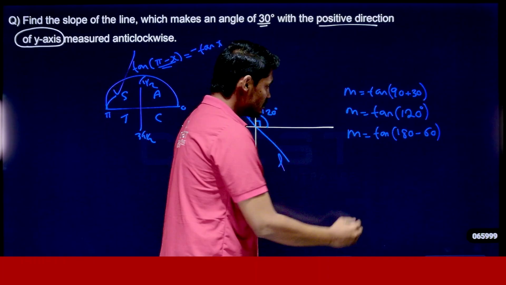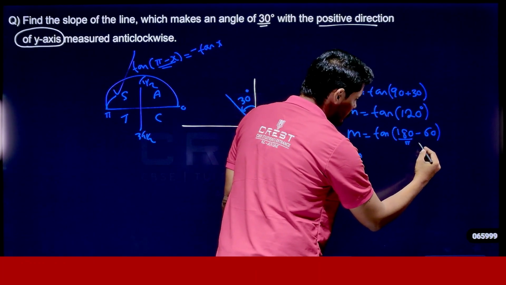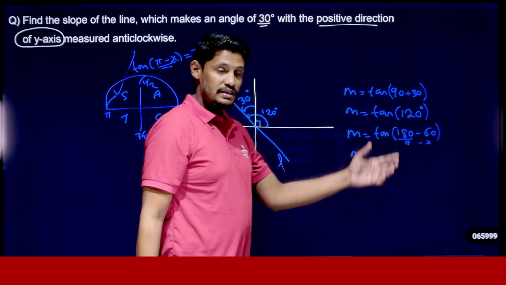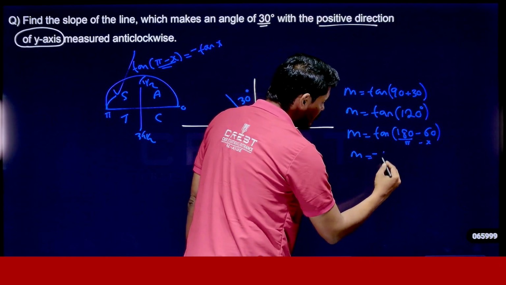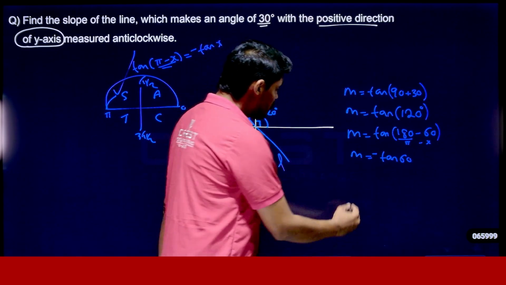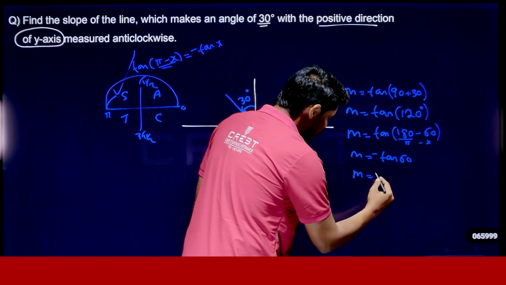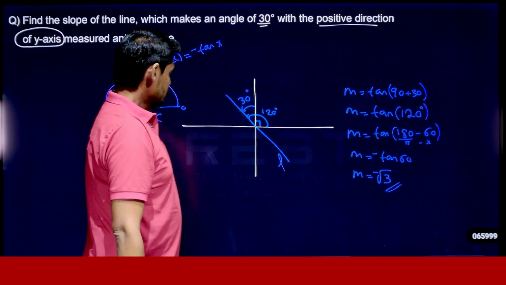So this answer is in the form of pi minus x, and m equals minus tan 60. We know that tan 60 is root 3, so the answer is m equals minus root 3. Fine. Okay.